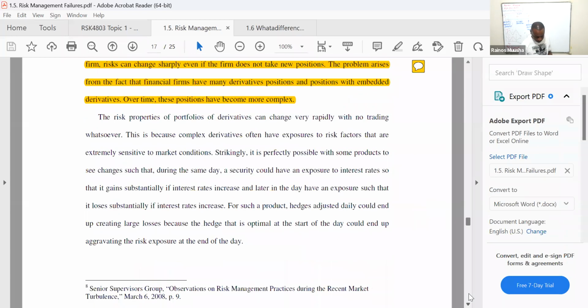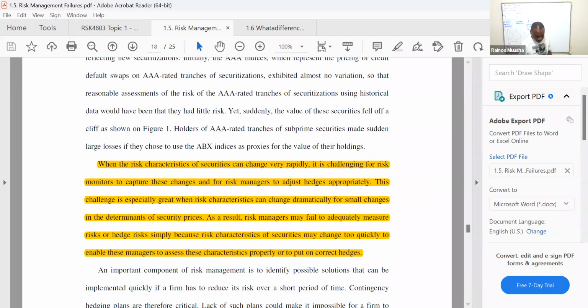So here they say, when the risk characteristics of the securities can change very rapidly, it is challenging for risk monitors to capture these changes and for risk managers to adjust hedges appropriately. So this challenge is especially great when risk characteristics can change dramatically for small changes in the determinants of security prices. So as a result, risk managers may fail to adequately measure risks or hedge risks simply because risk characteristics of securities may change too quickly to enable these managers to assess these characteristics properly or to put on correct hedges as well.